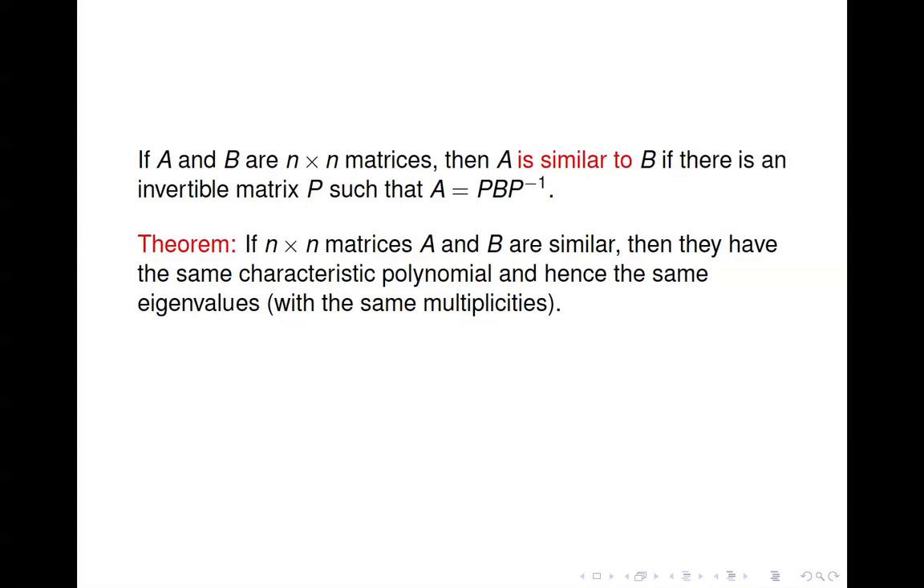And we have this theorem which says if you have two matrices which are similar, then they have the same characteristic polynomial and hence the same eigenvalues with the same multiplicities. So remember, the characteristic polynomial is just the determinant of A minus lambda I. That's the polynomial that you get when you're trying to find the eigenvalues of a matrix. So this theorem tells us if you have two matrices that are similar, then they have the same characteristic polynomial, and therefore they're going to have the same eigenvalues.